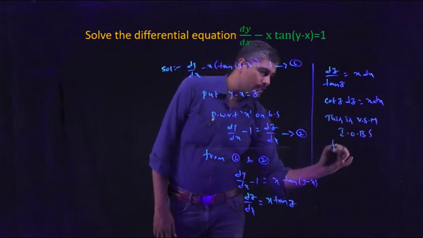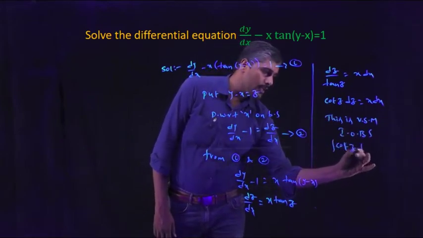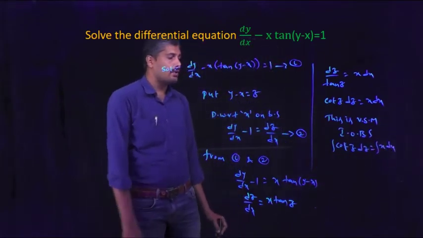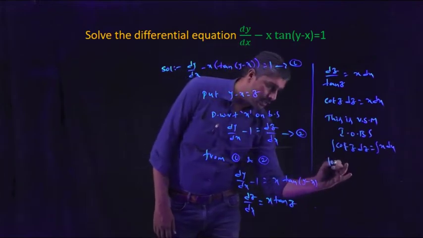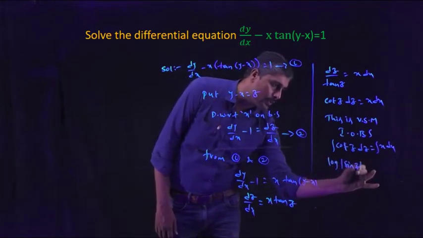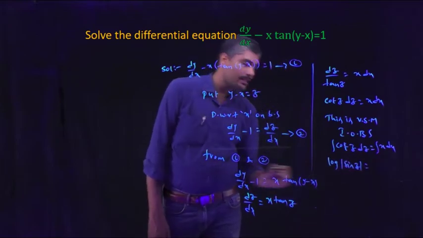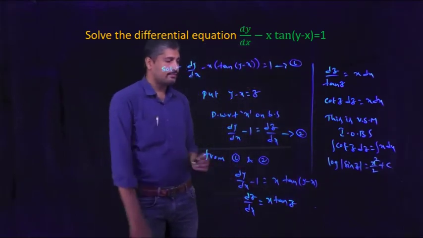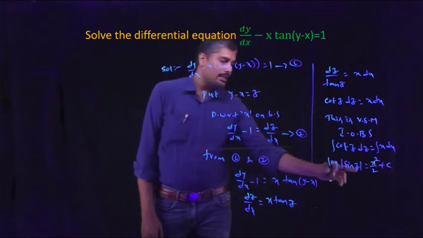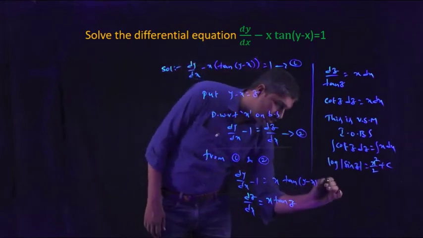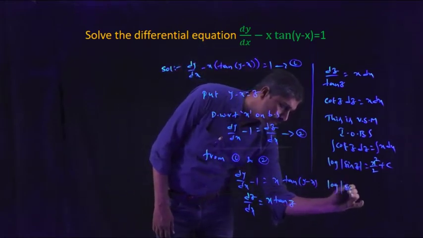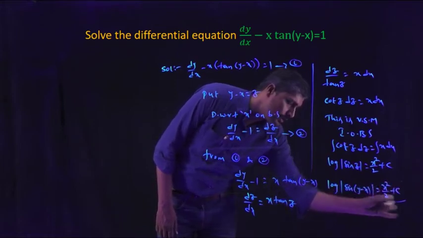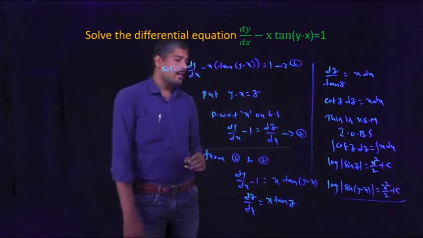Then integral cot z dz equal to integral x dx. We know that integral cot z equals log of mod sin z. That is, log of mod sin z equals, we know that integral x is x square by 2, plus the integration constant c. We know that z equals y minus x. That is, log of modulus of sin(y minus x) equals x square by 2 plus c. That is the solution of the given differential equation.